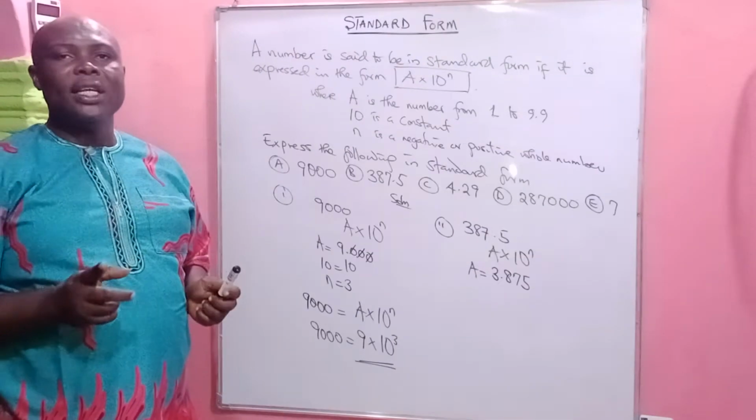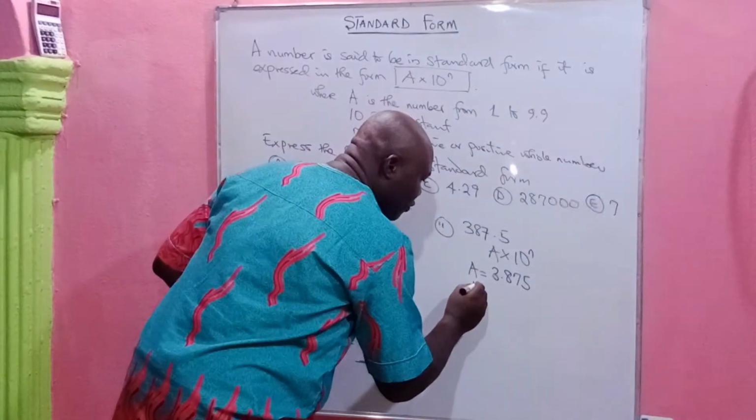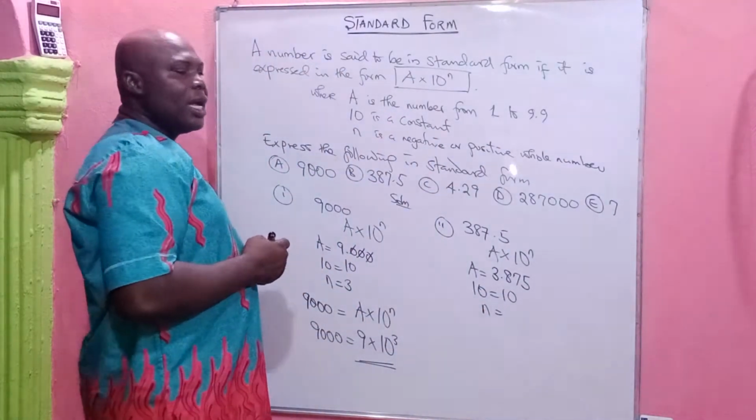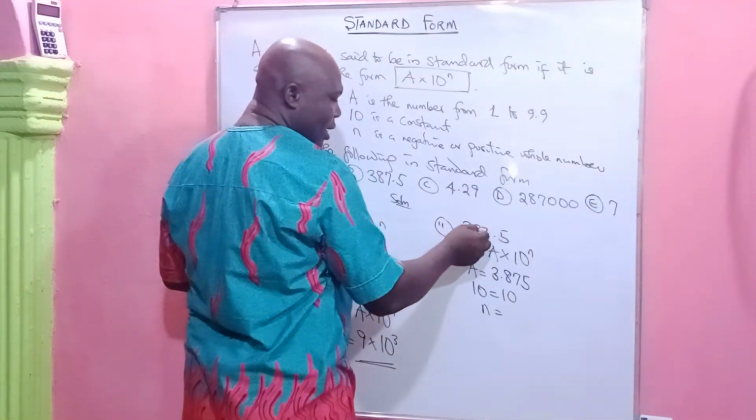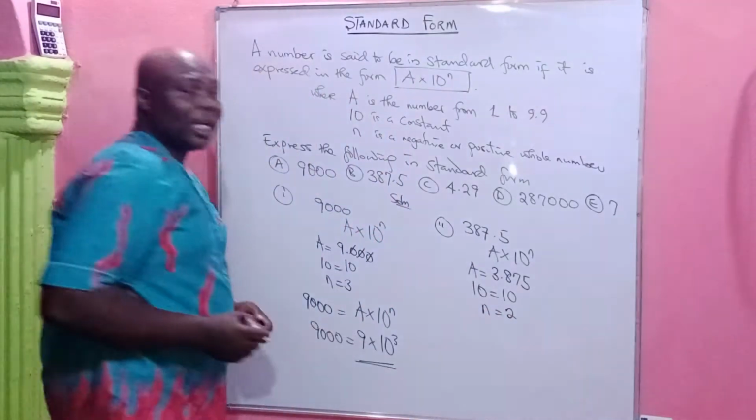3.875. We have moved the decimal point and positioned it after the first significant figure. And of course, your 10 is constant, and n is the number of times we move the decimal point. So we moved it 1 and 2. So n is 2 because it has been moved 2 times.